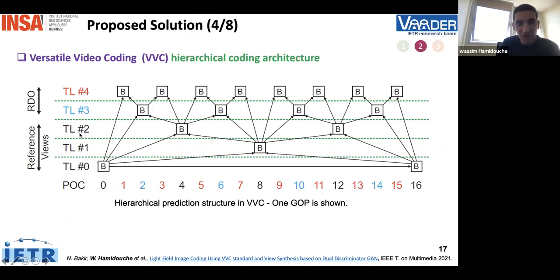So here, the views in each temporal level, for example level 2, depend only on the views which are encoded at lower temporal levels, and so on. So this solution will enable us to remove views from temporal layers 3 and 4 without impacting the decoding of temporal layers 0, 1, 2, which involve the reference views.